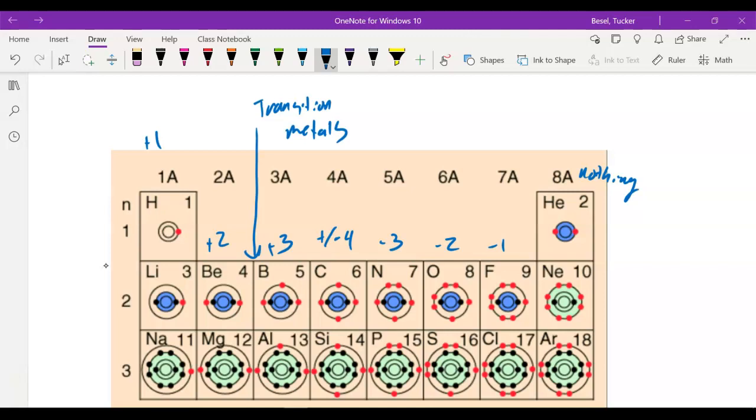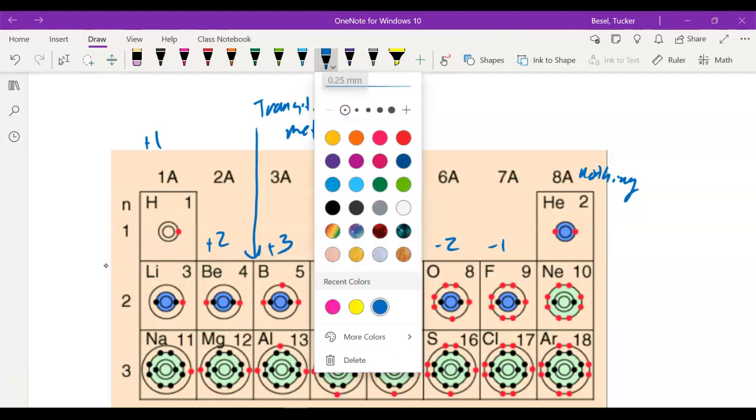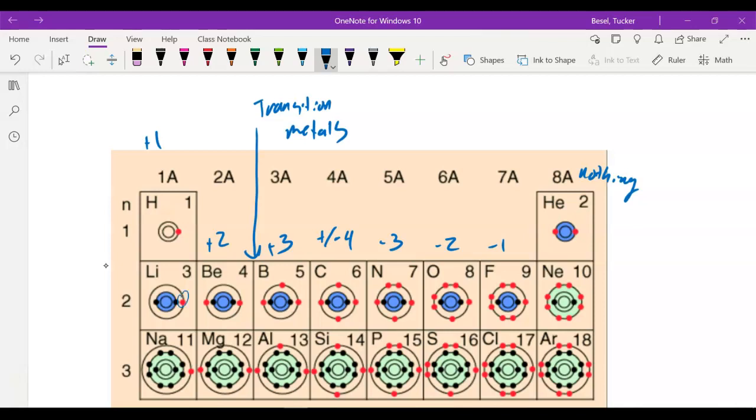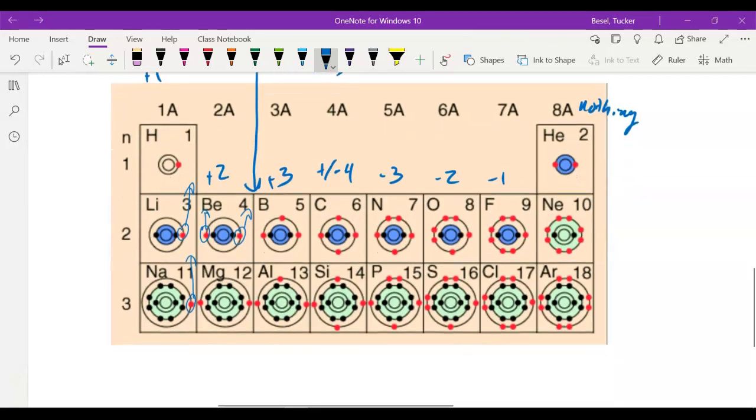And the reason again is because this electron goes away. This electron goes away. These 2 electrons, those go away. So then you're left with +2 charge. And we can see that's true for everything in the column. Magnesium has 2 valence electrons, so those go away.